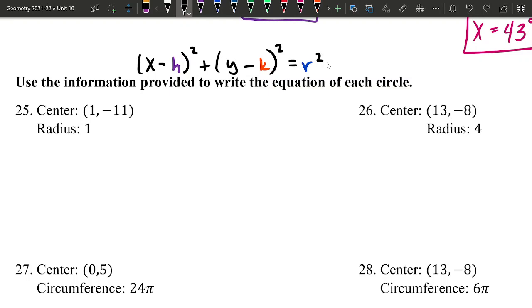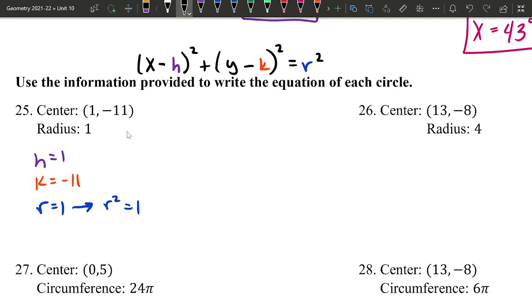So h, k, and r are the three things that you fill in. And hk makes up the center. So if I'm given the center 1, negative 11, then h equals 1. K is negative 11. And the radius is 1. Be careful with the radius of 1. You also want to make sure you get r squared. R squared, 1 times 1 is also 1, so it didn't really matter too much in this problem.